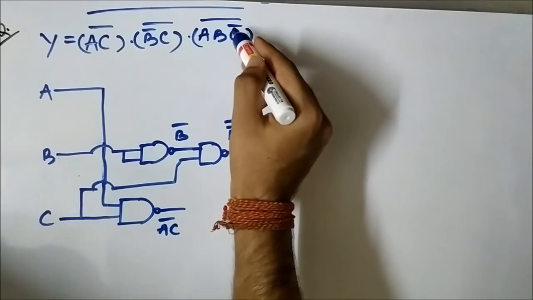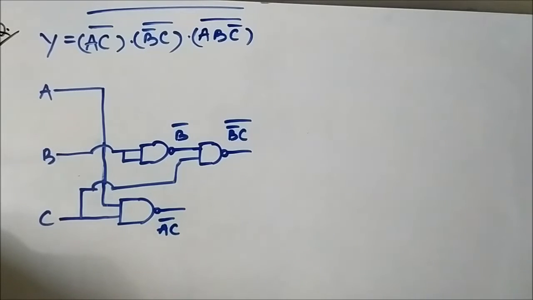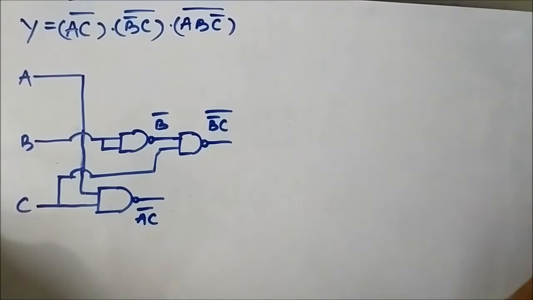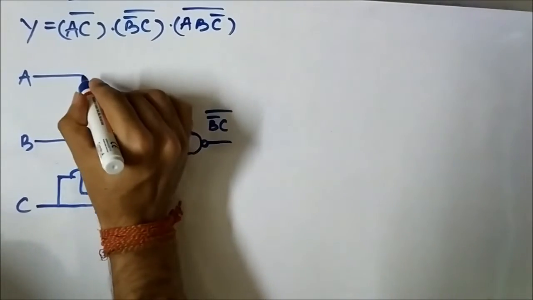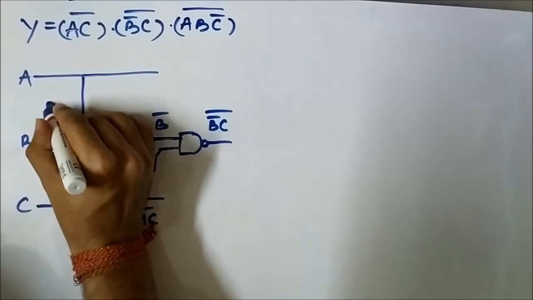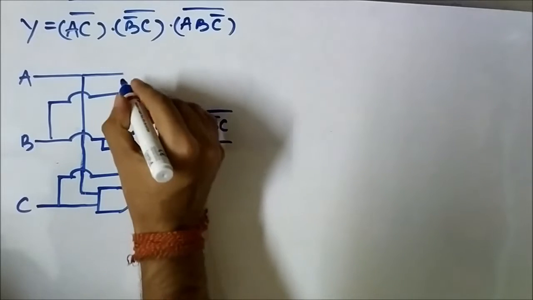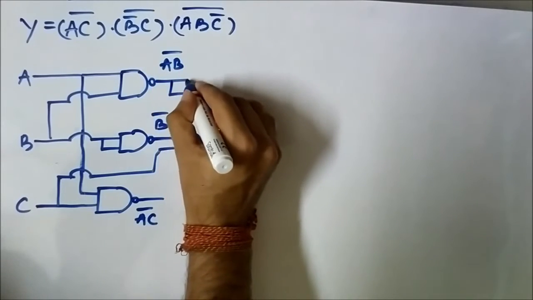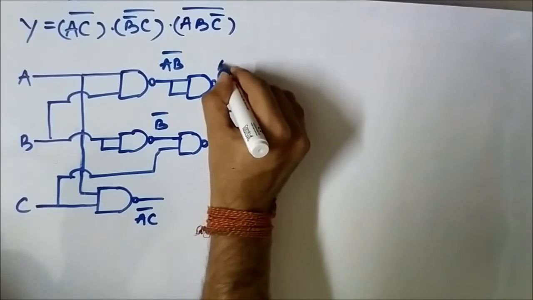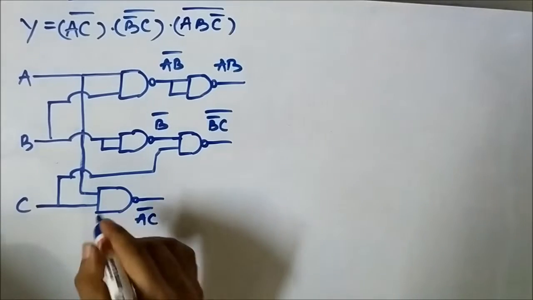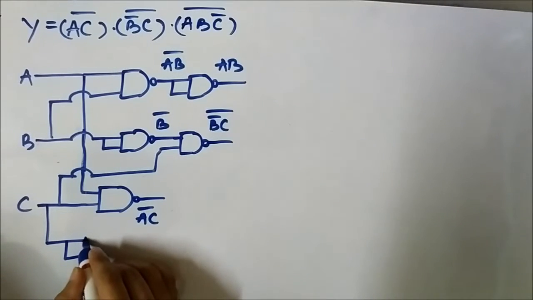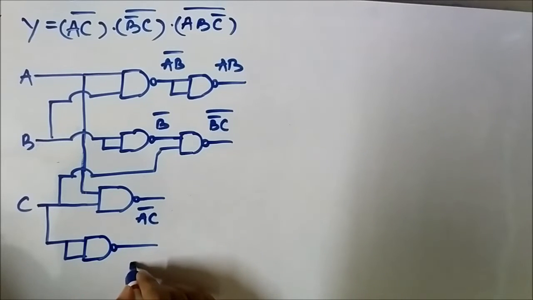Now we require ABC complement whole complement. It has not been mentioned in the question that we can use three input NAND gates, so we cannot do that. We have to do it using two input NAND gates. So first we'll get AB: A and B, pass them through a NAND gate. This is AB bar. Again pass the same signal through another NAND gate, which will get us AB. Then for C complement, we pass C through another NAND gate to get C complement.